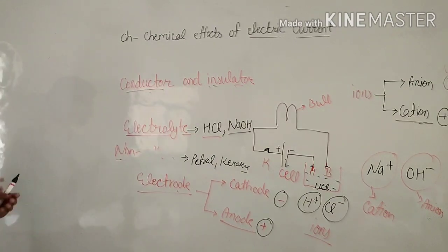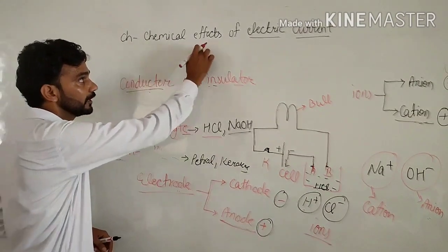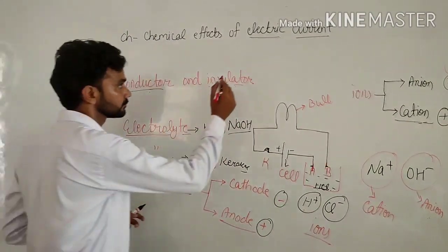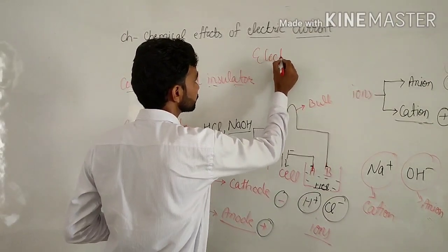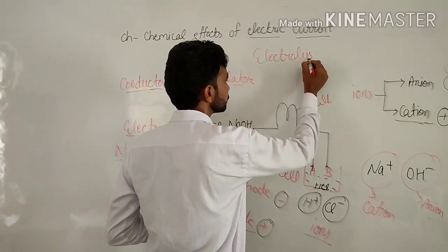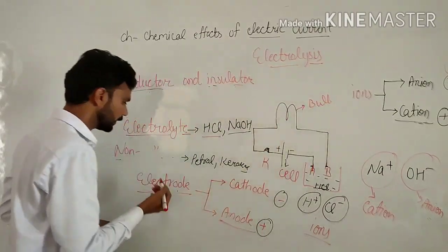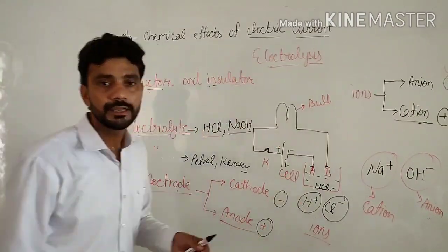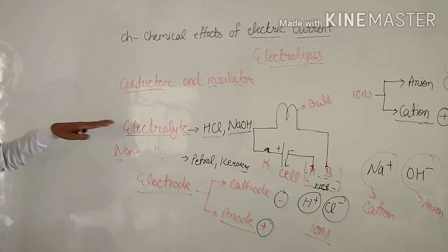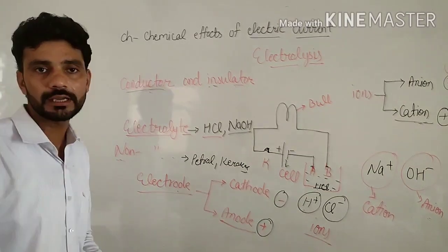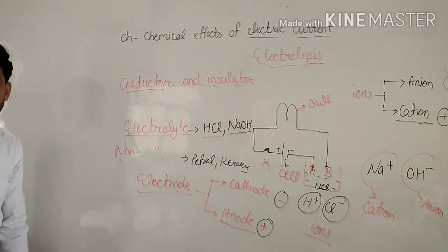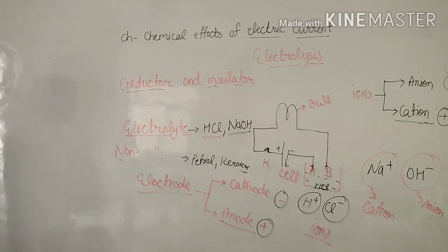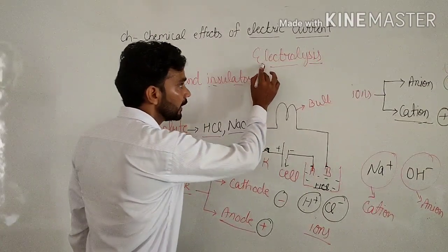Now we have a process for chemical effect of electric current. The name of that process is electrolysis. If you know electrodes, then you can easily define electrolysis. Electrolysis is the process in which the current passes through an electrolyte and the electrolyte undergoes a chemical change. The process in which the current passes through an electrolyte and the electrolyte undergoes a chemical change is known as electrolysis.